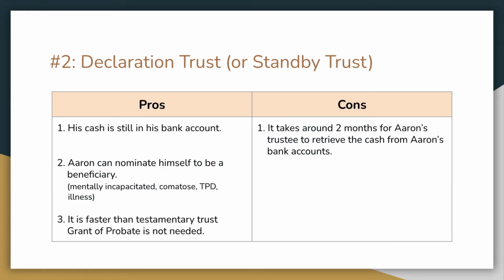So the advantages of having a declaration trust are, number 1, he can still freely use his cash as long as he is alive because his cash is still in his bank account. Number 2, Aaron could nominate himself as the beneficiary so that he could be taken care of if he becomes mentally incapacitated, comatose, totally and permanently disabled, or critically ill. And number 3, the distribution of cash to the beneficiaries is much faster than a testamentary trust, as grant of probate is not needed. But the drawback is this: it would take around 2 months for Aaron's trustee to retrieve the cash from Aaron's bank accounts.